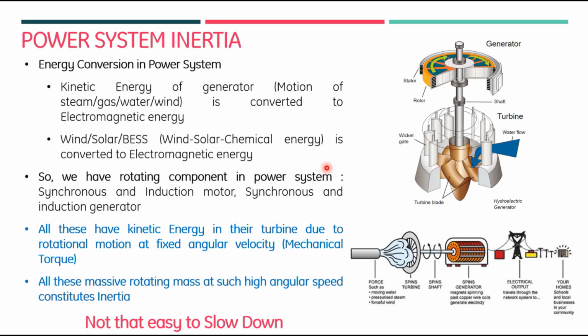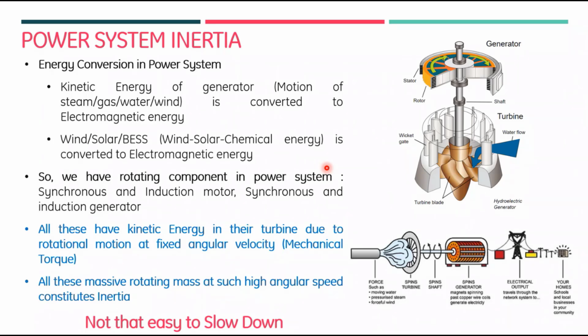So those basically are the wind plant, type 4 wind plant, then solar power plants, and battery energy storage. So basically these convert the wind, solar, and chemical energy into electromagnetic energy.